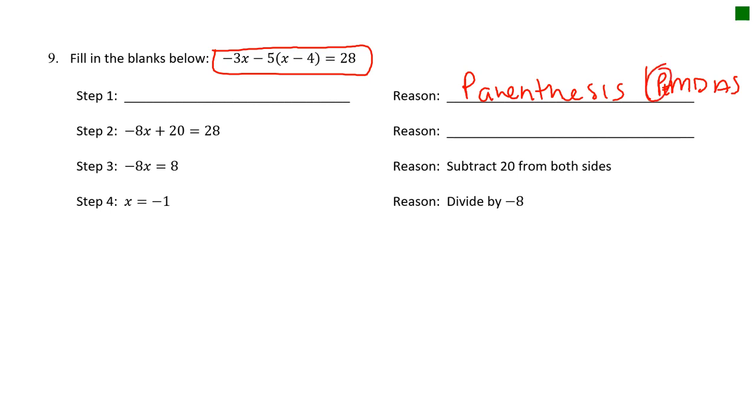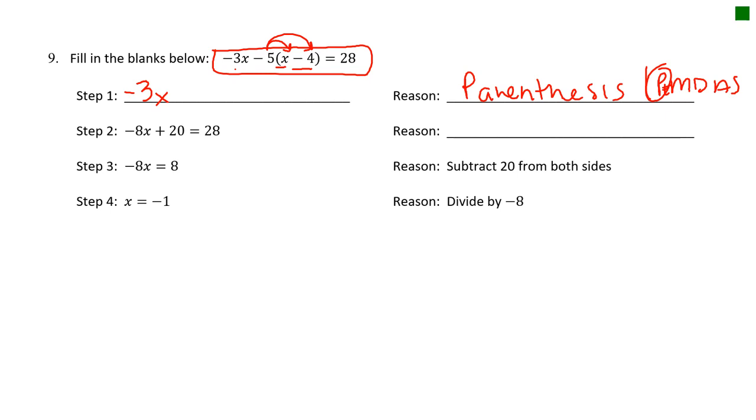P stands for parentheses. So that's the very first thing I should do. Always, always, every time you see a parentheses. Okay? So if I have a parentheses, what am I going to do to get rid of it? I have to distribute, remember? And that number has to distribute to each term. So then my final answer will be negative 3x, because I didn't do anything to that.